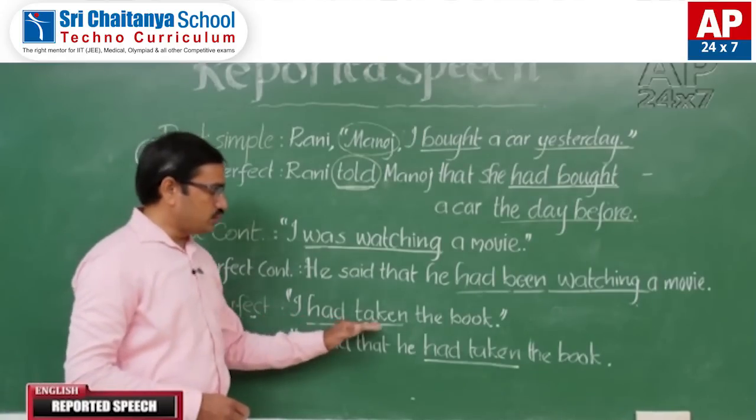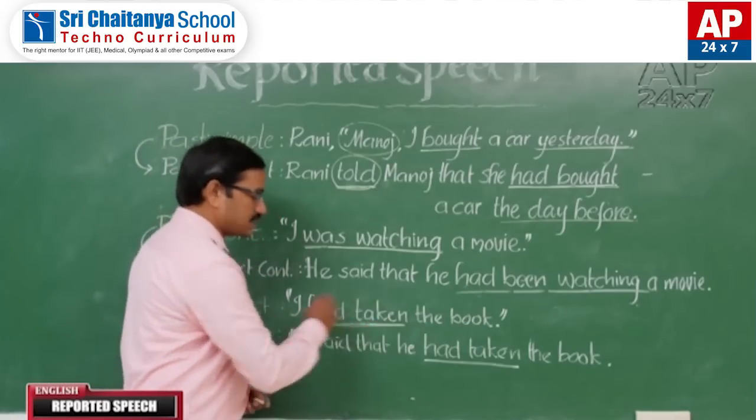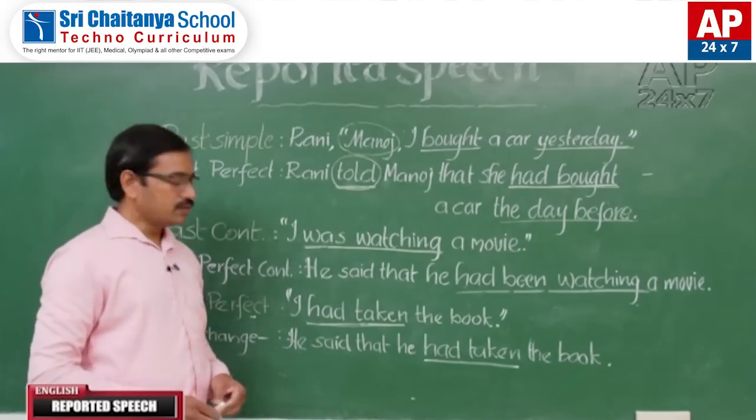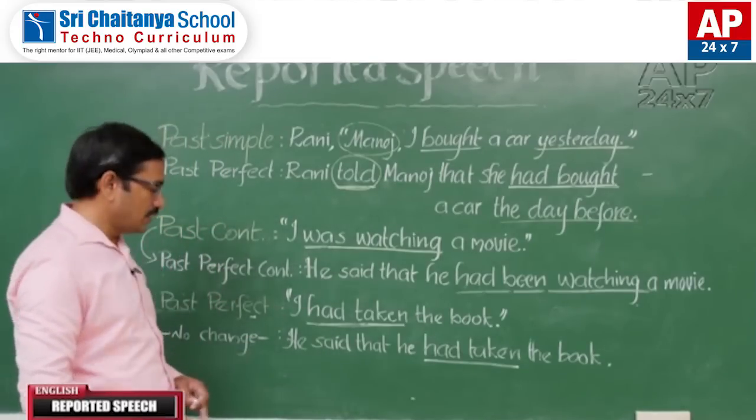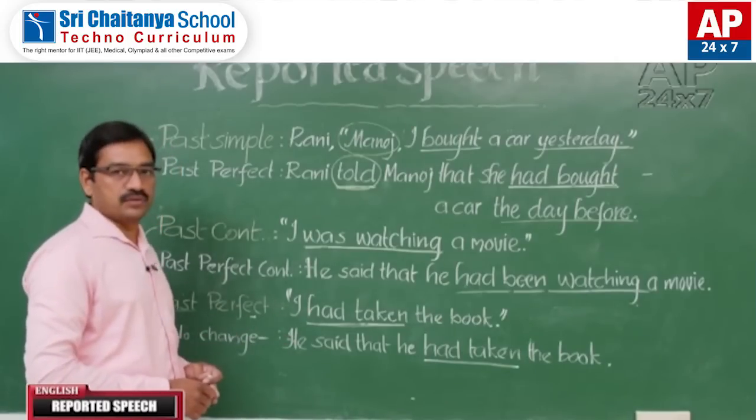Now, the past perfect, in which way is it going to change? I had taken the book. Had V3 is the past perfect form here. So, past perfect direct speech is now changed into: he said that he had taken the book.